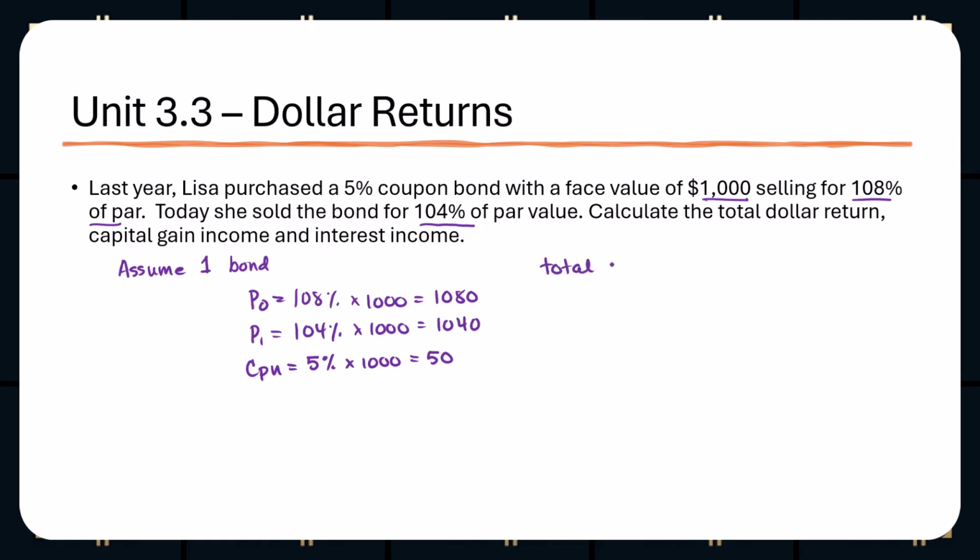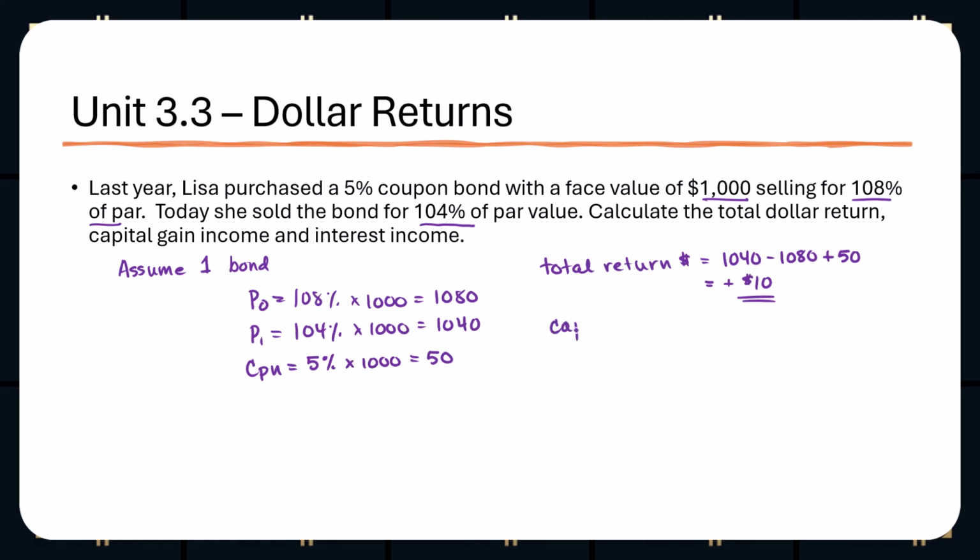Her total dollar return, again, in this particular example, is going to be what she sold it for minus what she paid for it, plus the interest income that she earned. So in this example, she earned a positive $10 in total dollar returns.